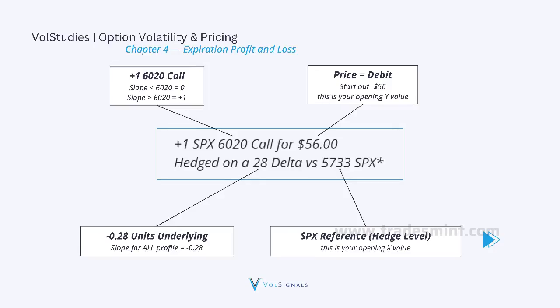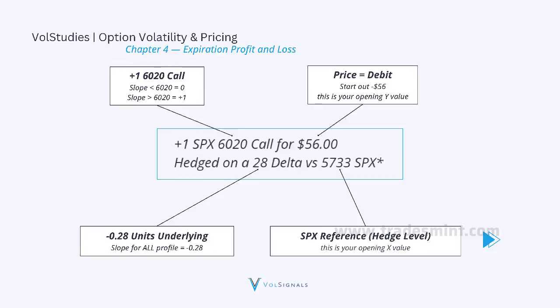What I mean by that is if you want to plot your first XY point on the profile, you would start out at 57.33 on the x-axis and minus 56 on the y-axis. Of course, because if you don't move at all, you have no P&L associated with your hedge, but you do in fact have a complete loss of the premium paid for the call of $56.